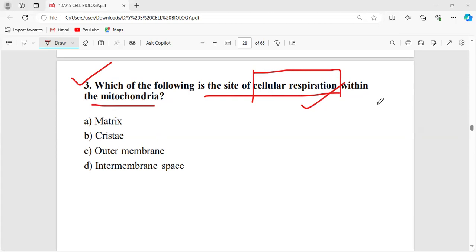See, in glycolysis we synthesize a very small number of ATP compared to the Krebs cycle and mitochondria. So whenever they ask a question like this, you should not consider the electron transport chain, but instead keep in mind the TCA cycle. Now tell me the answer. What will be the site of this particular cellular respiration within the mitochondria, where it is going to happen?